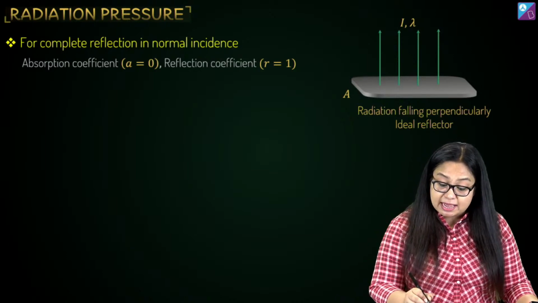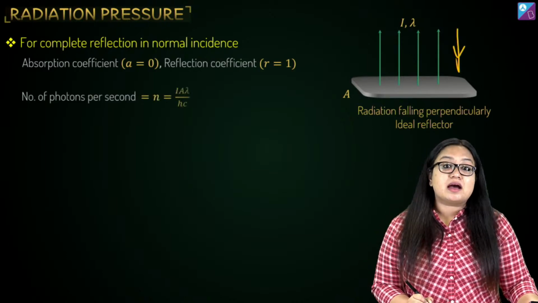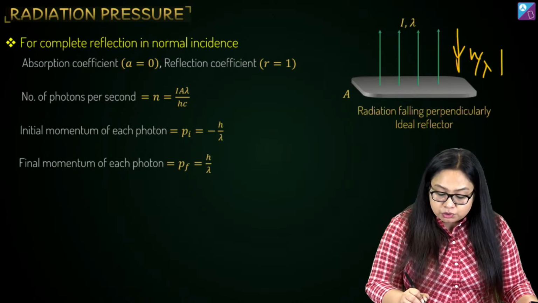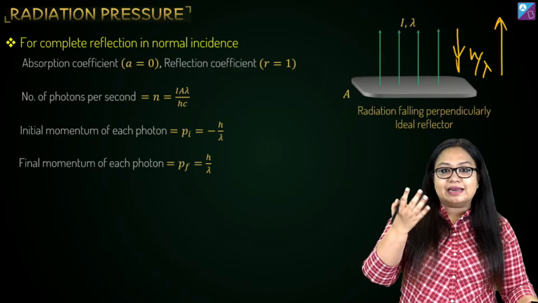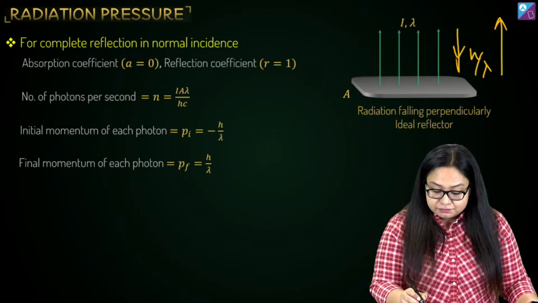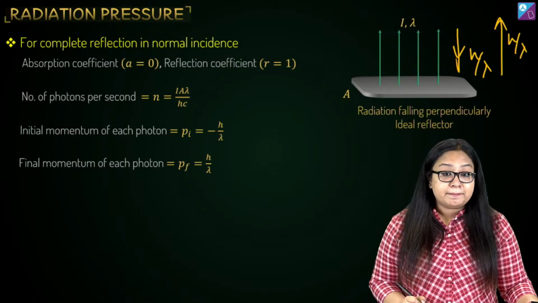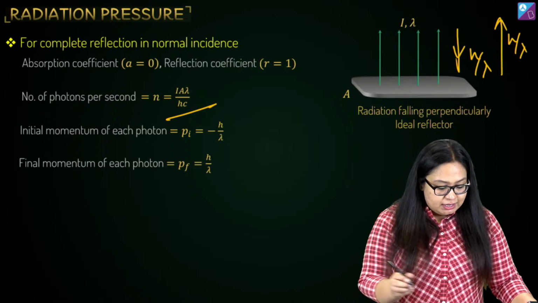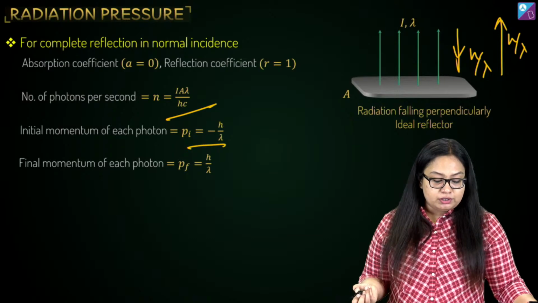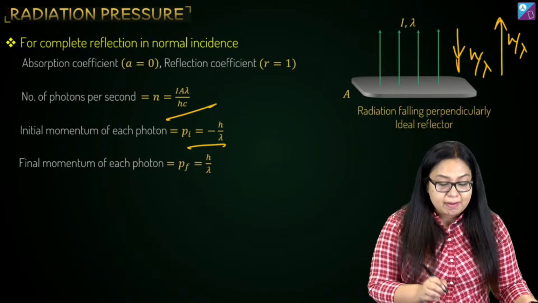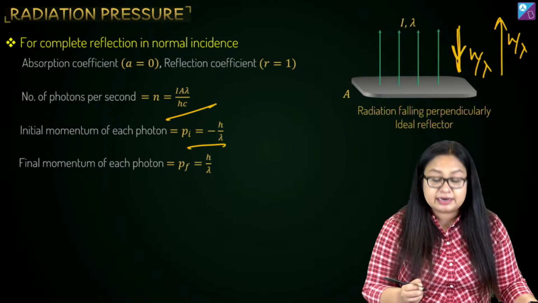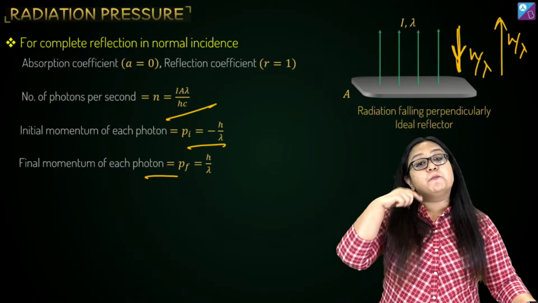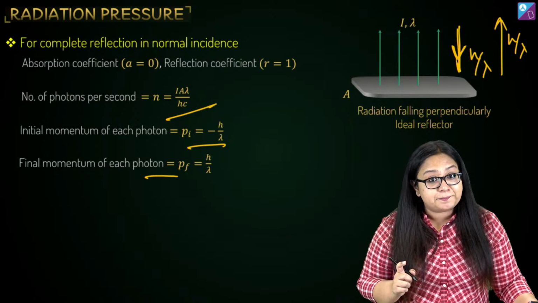Now in this case, what is happening is the photons are incoming with a certain momentum, which is h by lambda, right? And they are outgoing with equal momentum because they are getting reflected, right? So h by lambda. So here I can say that the number of photons per second, we already know this. Initial momentum of each photon is going to be equal to minus h by lambda because it's in the negative direction, downward direction, and final momentum will be in the upward direction, so plus h by lambda.